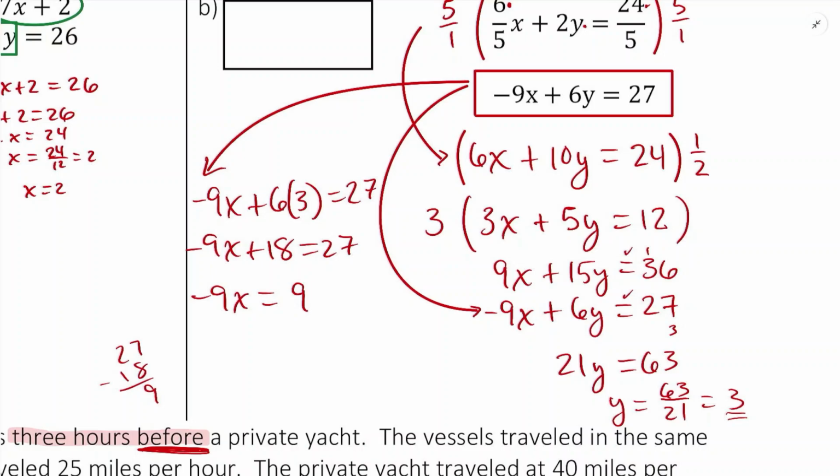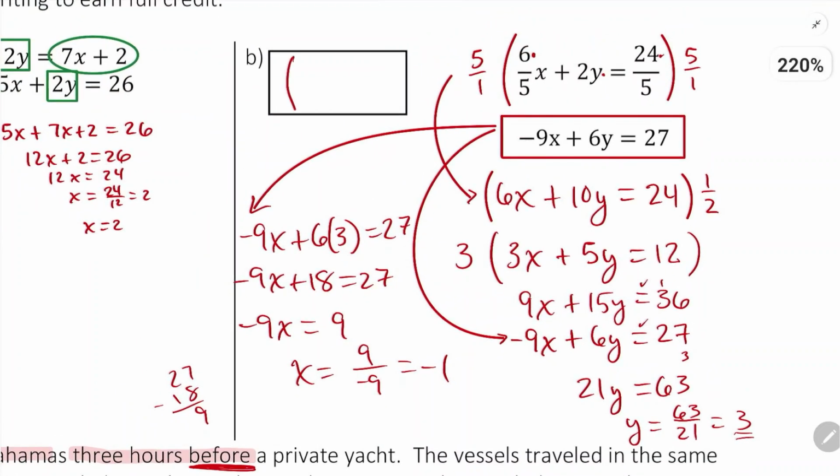And if I divide both sides by negative 9, I get that x is 9 divided by negative 9. X is negative 1. So I believe my solution is the ordered pair: x is negative 1 and y is 3. And before we move on, I'm going to check that, even though it looks painful, especially that top equation.